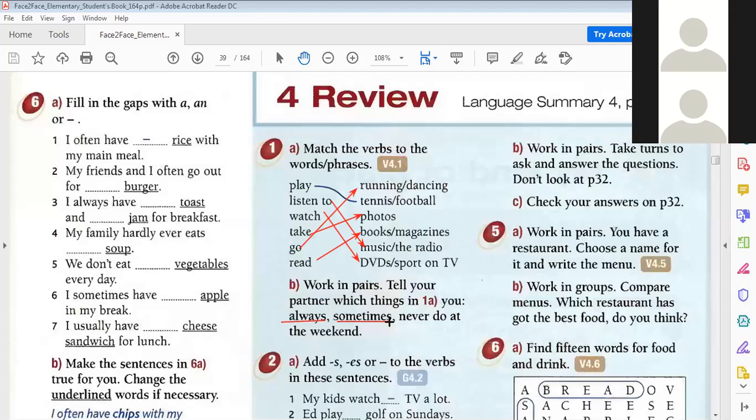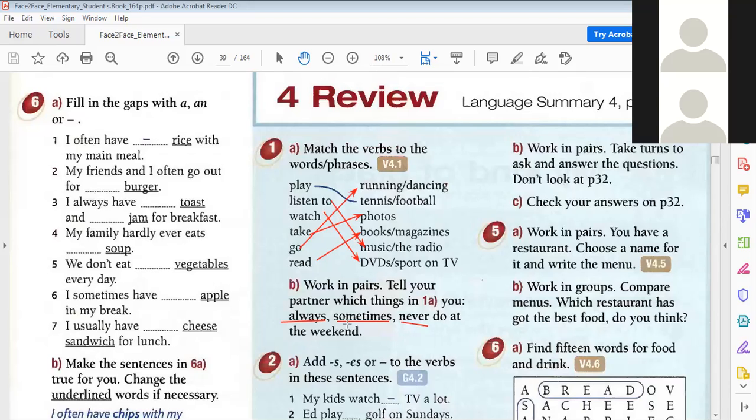So I can say, I never play football at the weekend. I sometimes read books at the weekend, and I always watch DVDs at the weekend.